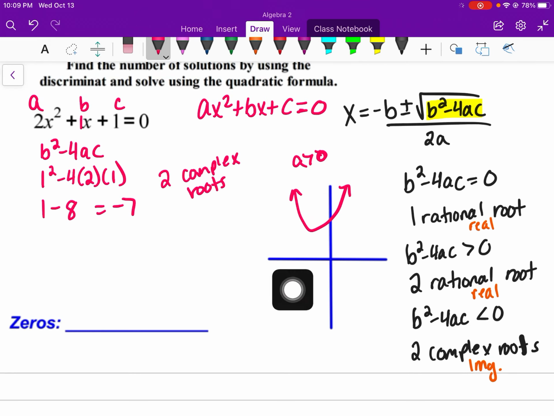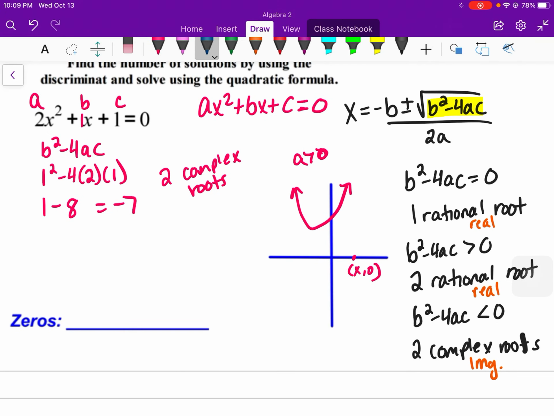two complex roots. And real roots are x-intercepts, where the solutions, the x values that make the y 0. So where it crosses along this, where y is 0. So complex roots means no x-intercepts. So then I can finish solving this by plugging into the quadratic formula now.